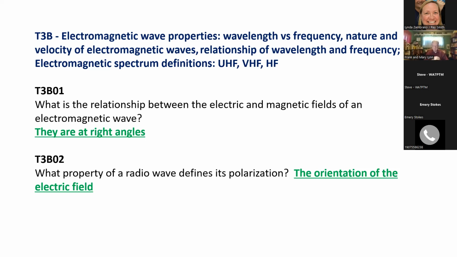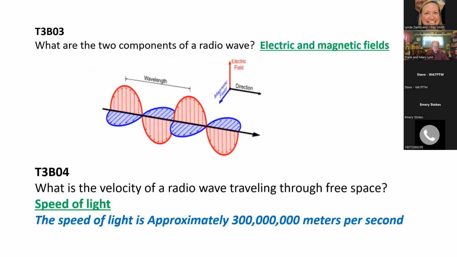And what property of a radio wave defines its polarization? We talked about this. It's the orientation of the electric field. The electric field is used as the reference. Oh, that looks like a familiar picture. What are the components of a radio wave? It's electromagnetic radiation. So the name tells you everything you need to know. Electric, magnetic.